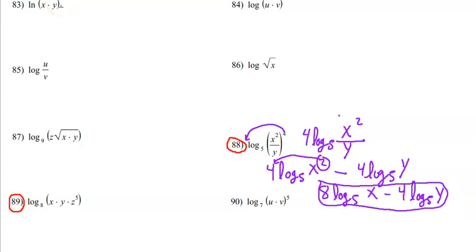Let's go back through and write the properties. So we have power rule, and then we have a quotient property, and then we have the power rule again.